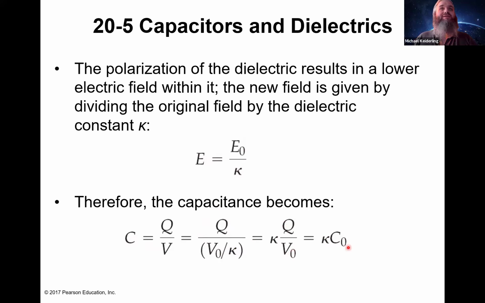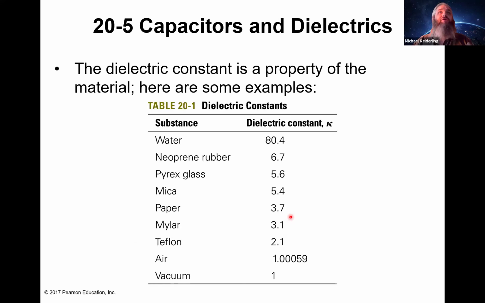Q over V naught is capacitance. So it increases the capacitance by a factor of kappa. And pretty much all materials have some dielectric constant. Here are some examples. Water has a very high dielectric constant of 80.4.